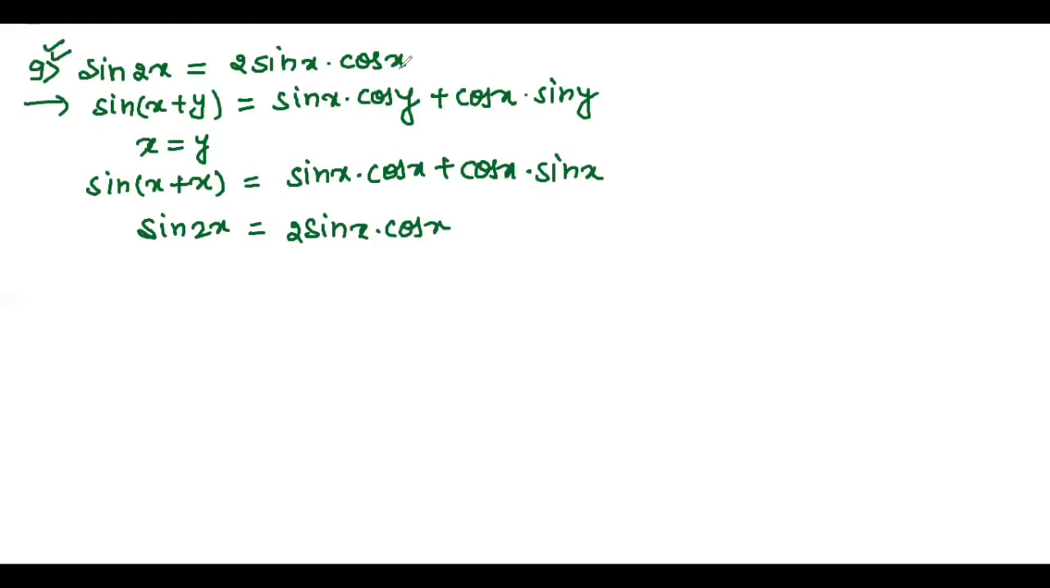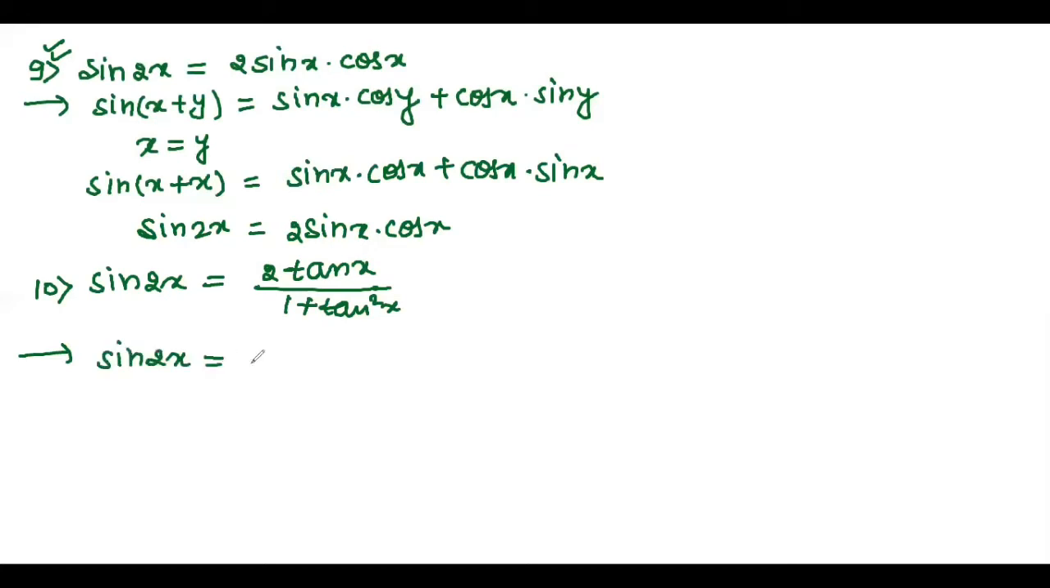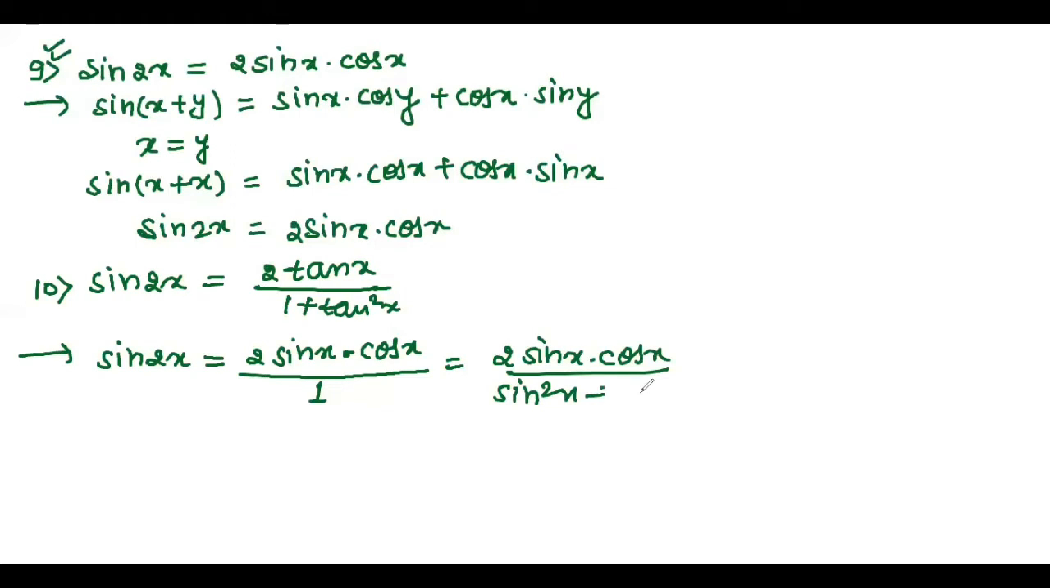So just you have to remember the identity, because we have to use these identities in the question. Now next, here, 10th number: sine 2x as 2 tan x by 1 plus tan square x. This also we can find out by the previous formula. Sine 2x, just now we have discussed, this is 2 sine x into cos x. And if dividing by 1, if nothing is there, we can use 1. So we can write it as 2 sine x into cos x by sine square x plus cos square x.